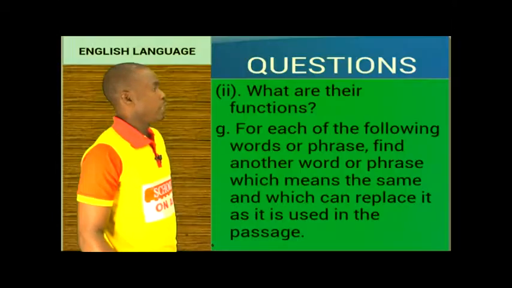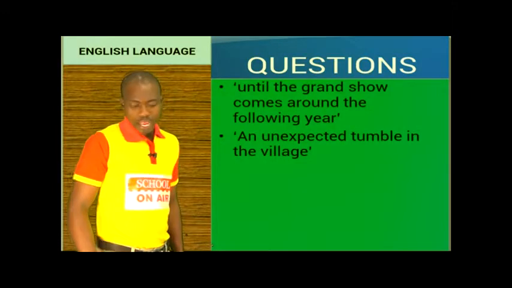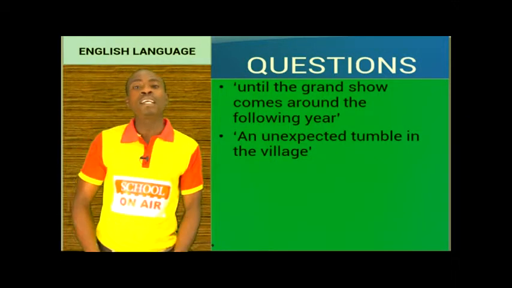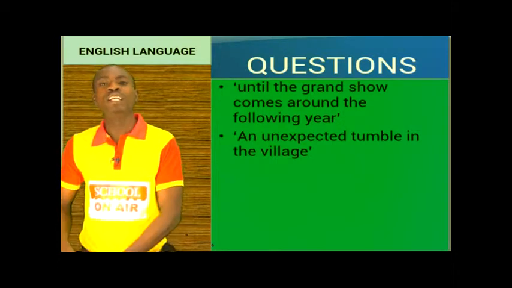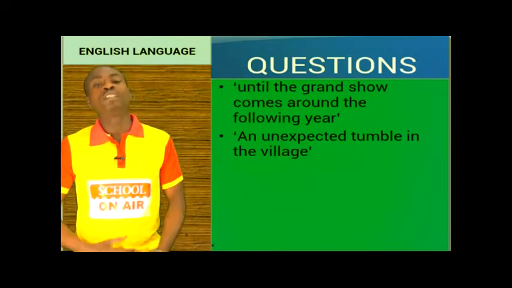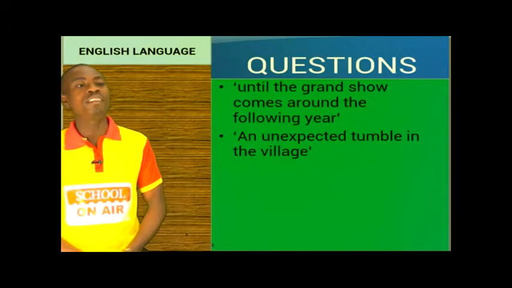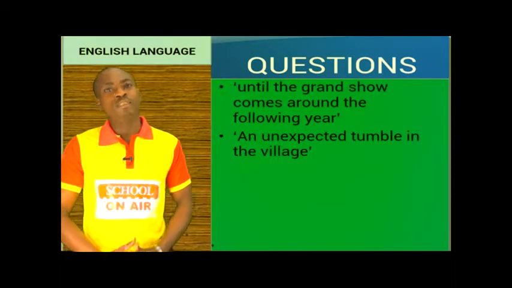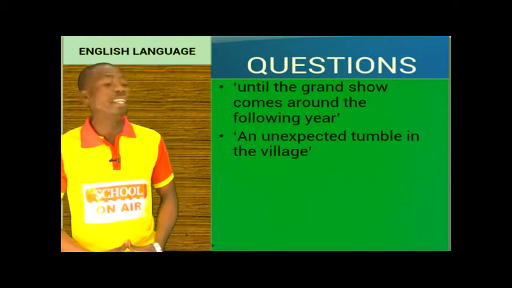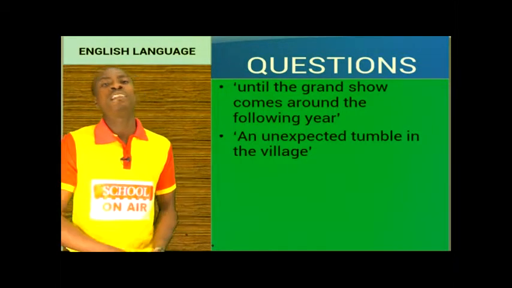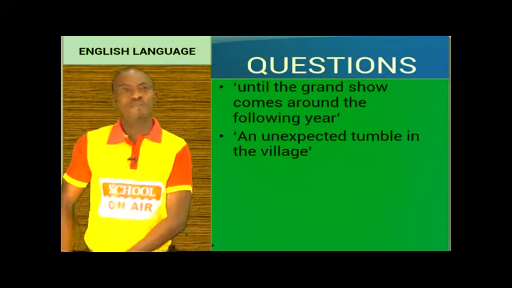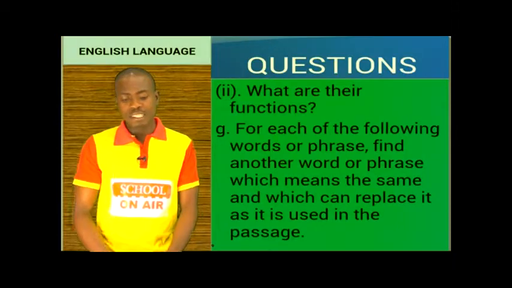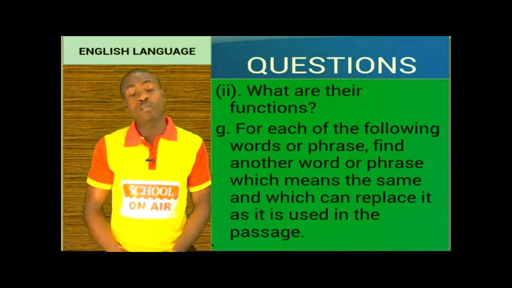To help us do this, let me quickly explain this last one. An unexpected tumble in the village. You will see that it contains no verb. And that makes it a phrase. It's a noun phrase. Then you can now identify its function. It will definitely be a subject of a verb in that sentence. So look out for the verb and get it. It is very simple. And this is exactly the area I really want us to concentrate on.